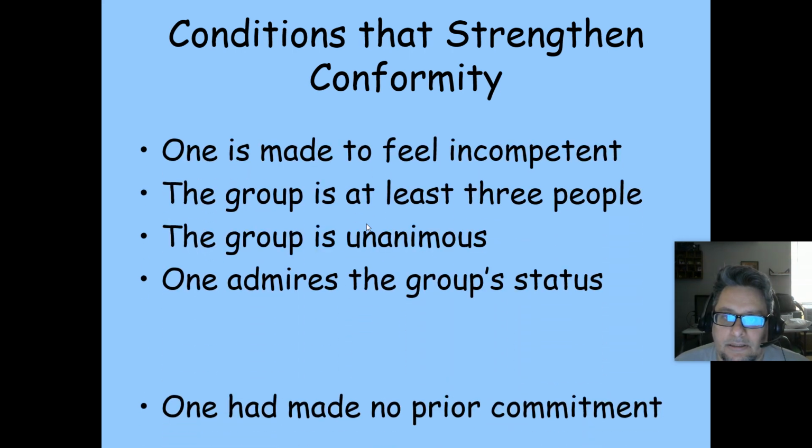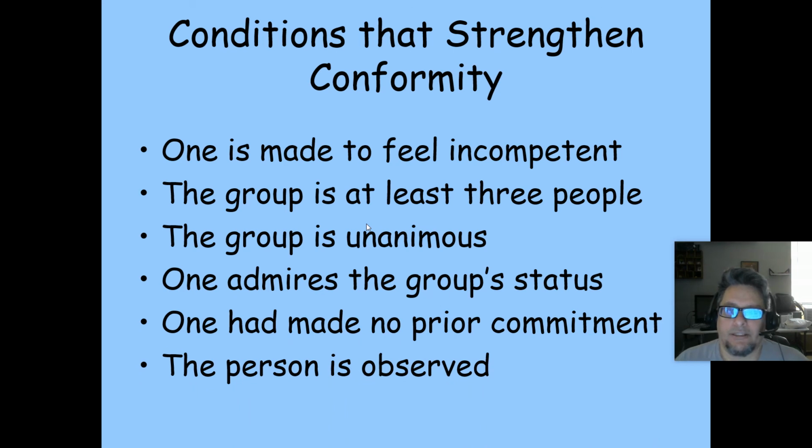All right. So what strengthens conformity? If you feel incompetent, if you feel like you're not the smartest person in the room, you're much more likely to conform. The group against you is at least 3 people. 2 against 1, people have a tendency to dig in, but if it's 3 against 1, they have a tendency to conform. The group is unanimously against you. One admires the group status. So if you have a bunch of doctors and lawyers or celebrities, right, you're much more likely to go along with them than you were if they were people in a lower status group.